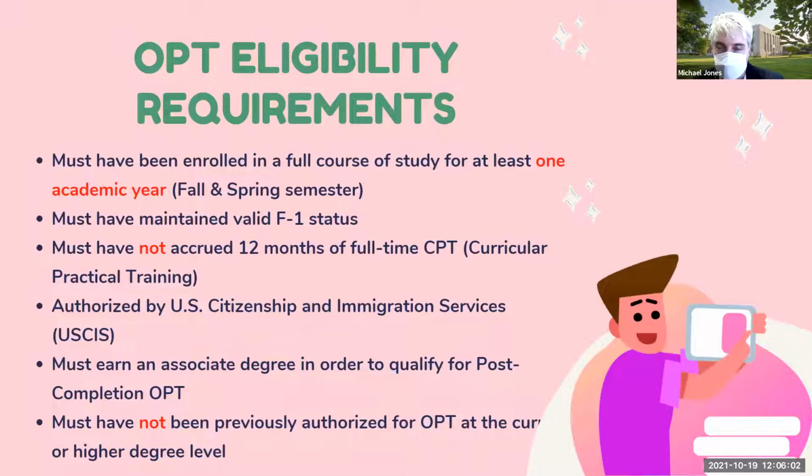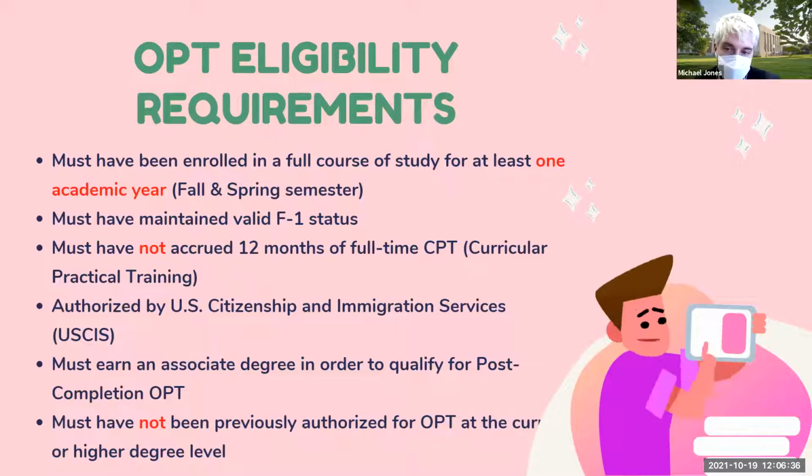So eligibility: how can you apply for OPT? First off, you must be enrolled in a full course of study for at least 1 year. So you need to complete a fall and a spring semester at PCC. You must have maintained valid F1 status. You must not have accrued 12 months of full-time curricular practical training, or CPT. Now, if you are not sure what CPT is, we had a workshop last week and it's posted on our YouTube channel, and you can watch that for more information about CPT.